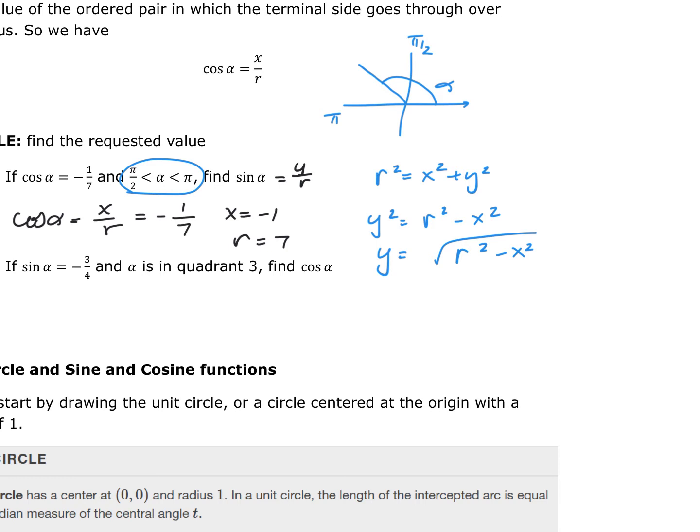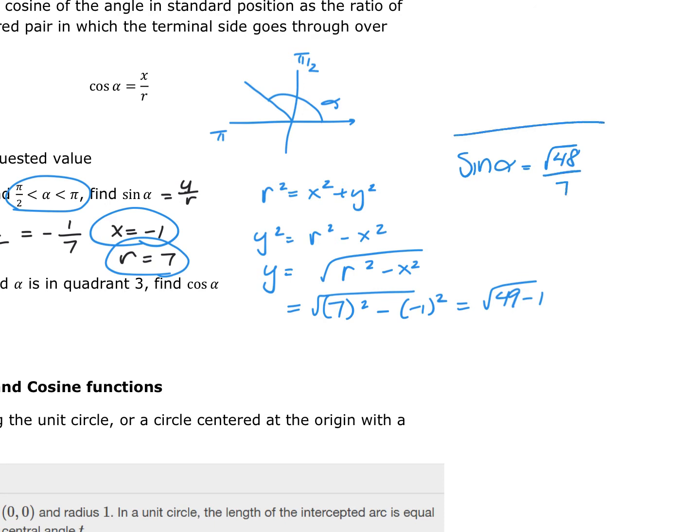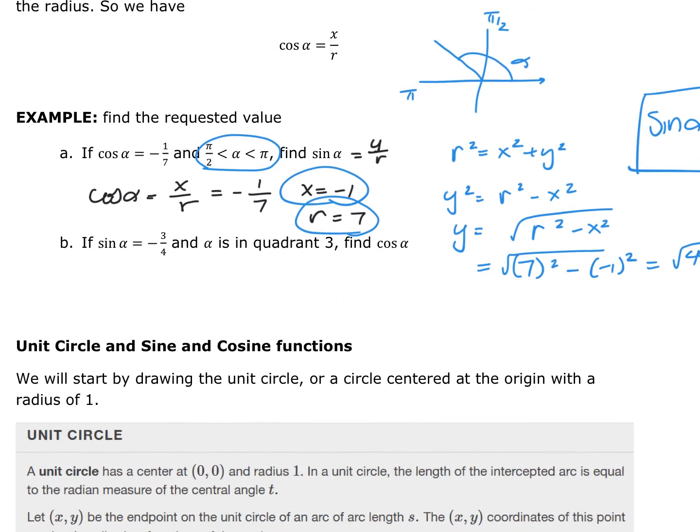I know what r is, I know what x is, so y must be the square root of 7 squared, because that's my r, minus the negative 1 squared, because that was my x. So my y value is the square root of 49 minus 1, which is the square root of 48. Then the sine of my angle is my y value, the square root of 48, over my r value, which happens to be 7. And that's my answer. It is a ratio of the y value over the r value.